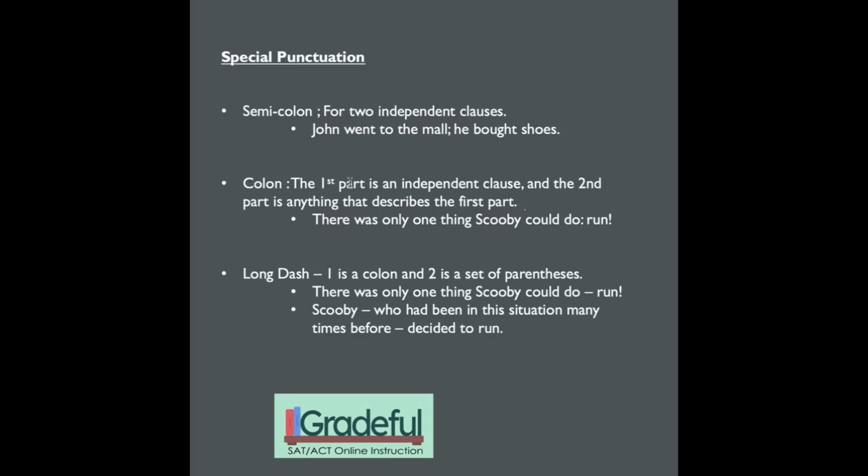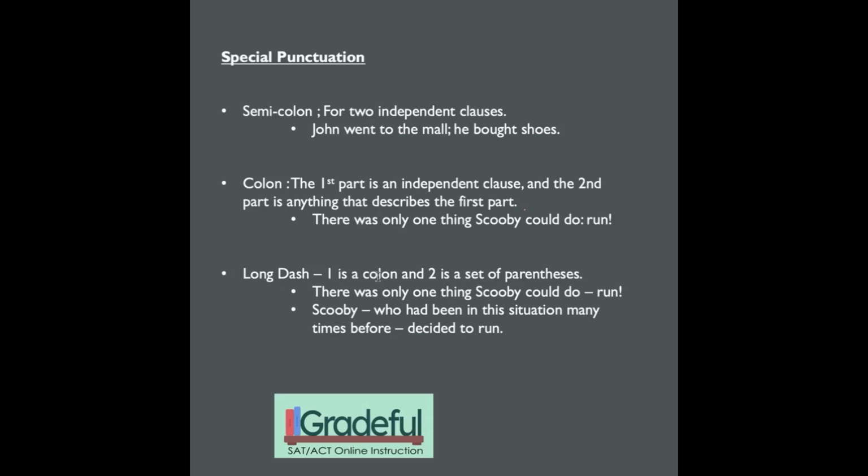For a colon, the first part's an independent clause, and the second part's anything that describes the first part. So for instance, there was only one thing Scooby could do: run. So the first part is independent. Was is the verb, and one thing is the subject. There was only one thing. This is a unique situation where the subject's actually after the verb. It's a little more rare, but in any case, you have an independent clause followed by anything. After the colon, you can have an independent clause, a single word, or anything in between, as long as it describes the first part.